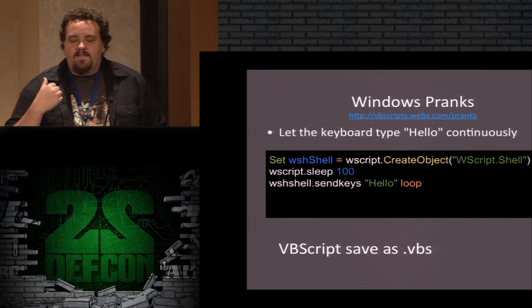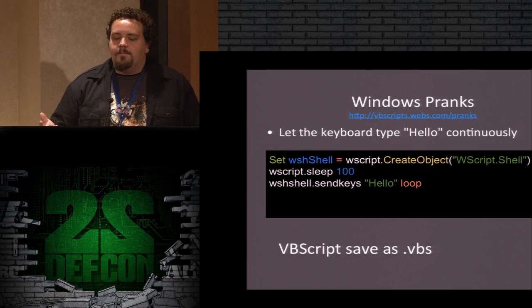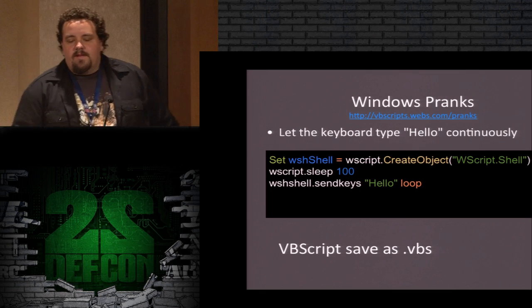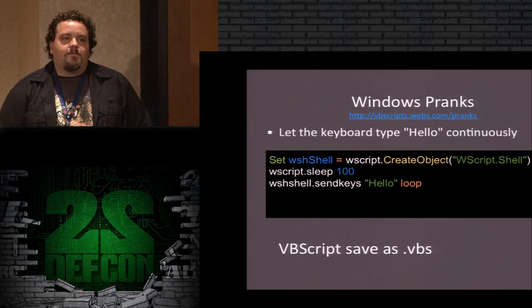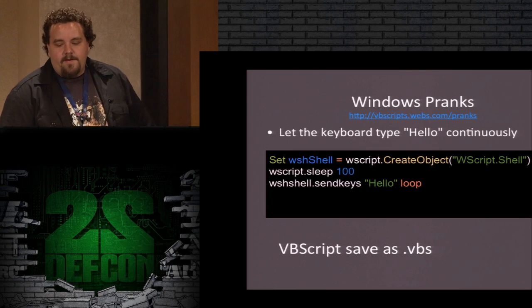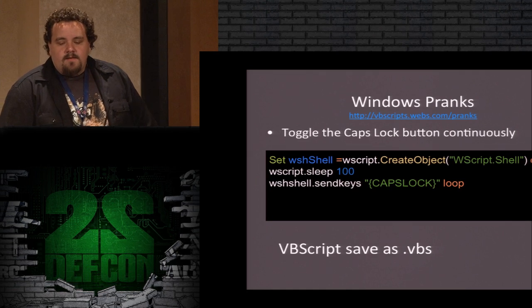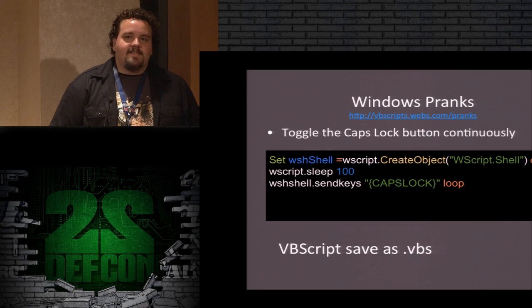I have a list of pranks here. One cool thing we can do is have their keyboard constantly type hello to them, right? Every 100 seconds, their keyboard just types hello. So they're typing, working on a Word document or working on code, and there's hello. It keeps going forever. We can also continuously cycle the caps lock button. Every 100 seconds, it switches from caps lock on to caps lock off.